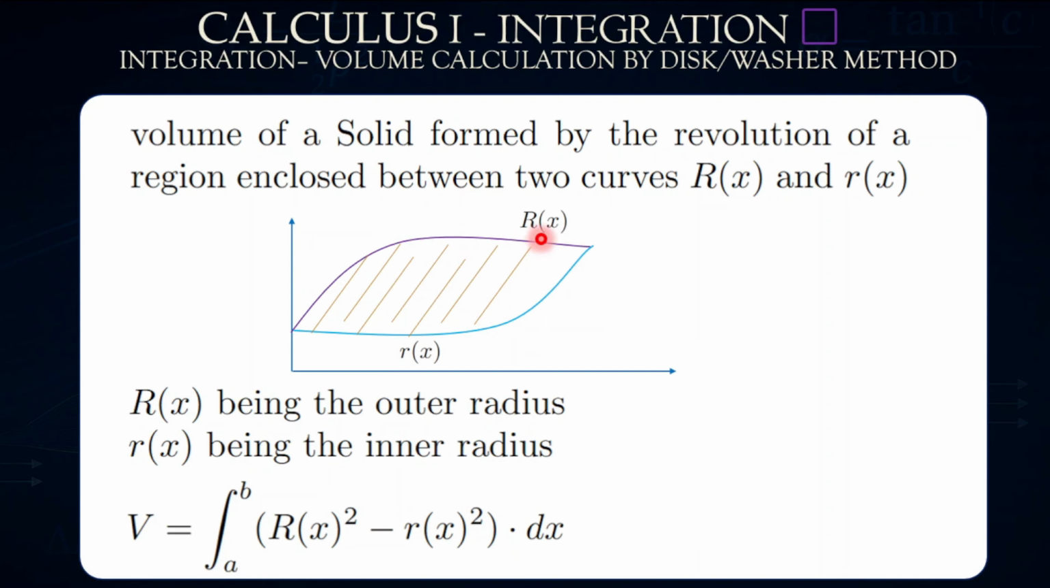So again, to wrap it up, the volume of the region revolving around the x-axis that is formed between two curves, R(x) being capital R(x), or the outer radius, and lowercase r(x) being the inner radius, which is the one closest to the x-axis, is given by V equals pi times the integral from a to b of R(x) squared minus lowercase r(x) squared times dx.